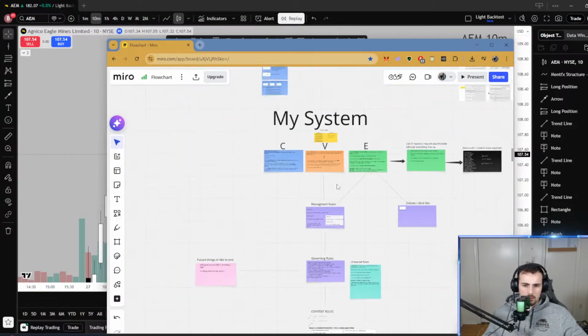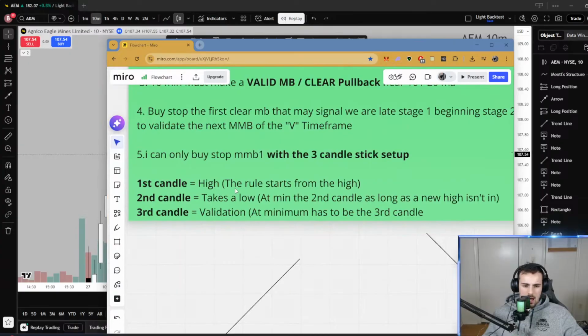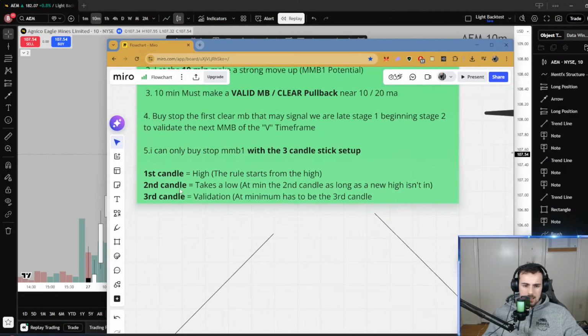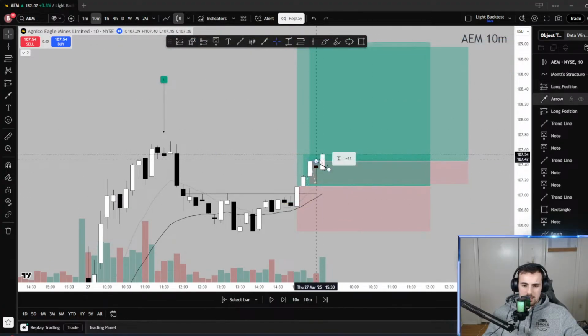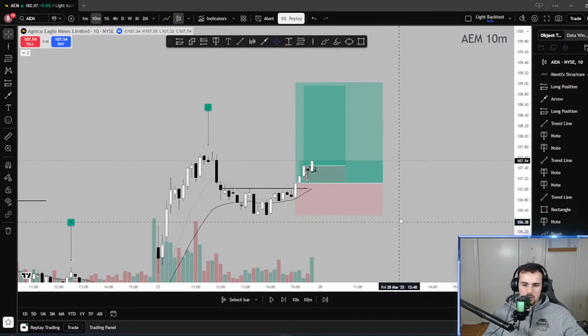Where are we going here? So I have a candle rule. First candle, high. The rule starts from the high. Second candle takes a low. At minimum, it has to be the second candle, as long as a new high isn't in. Then the third candle, my validation candle, at minimum has to be the third candle. Okay. So that's exactly what was met here. So these are my trades, and I'm going to play them both out.